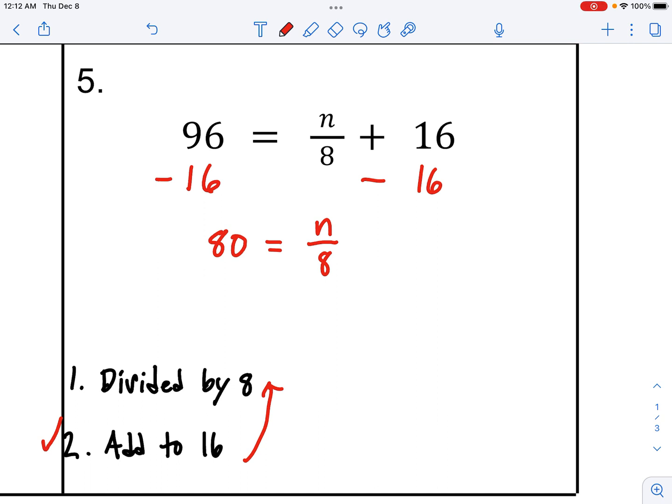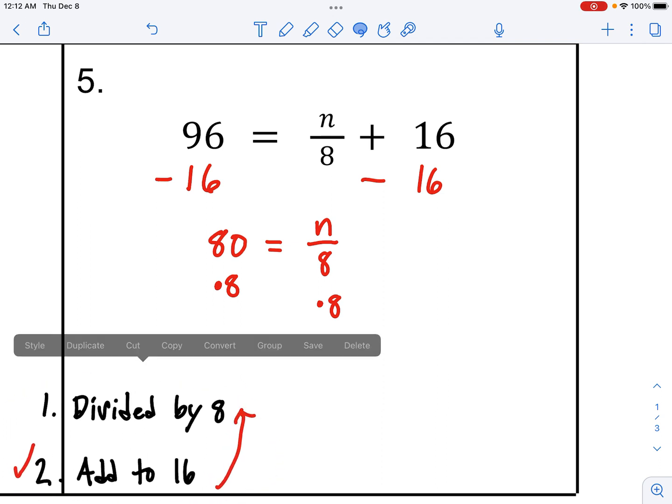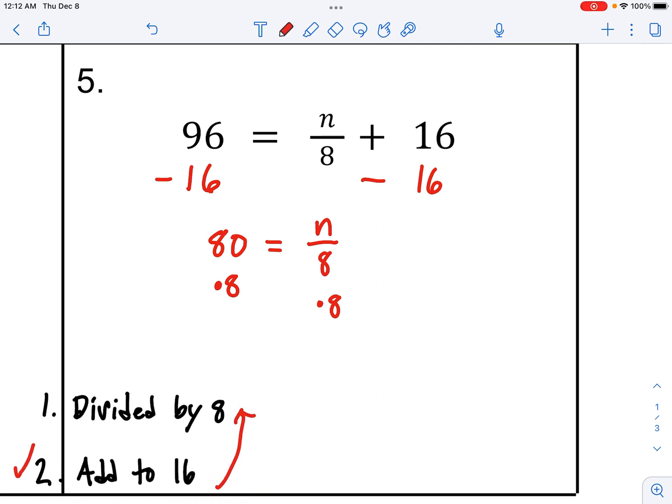Now we have to undo the division by 8. Again, we want n by itself. So to undo division, I have to multiply both sides by 8. And it's tempting to divide this by 8 because it is divisible by 8, but you need to pay attention to what the inverse operation actually is. And in this case, it's multiplication. 80 times 8 is 640. That is equal to n. N equals 640.